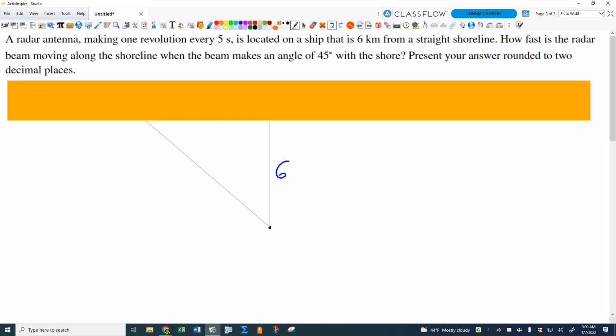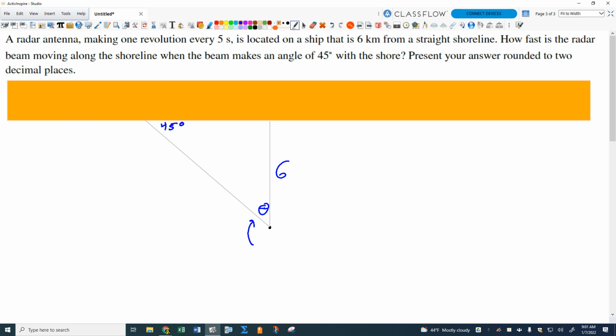We know that the beam is making an angle of 45 degrees with the shoreline. So here's our beam. There's our 45-degree angle, right? And it doesn't really matter which way we're assuming that this thing is sweeping out the angle. It's going to be traveling the same speed along the shoreline, whether it's approaching the shoreline or leaving the shoreline. Okay, so let's just assume that this thing is moving this way. And we'll call this distance right here theta.